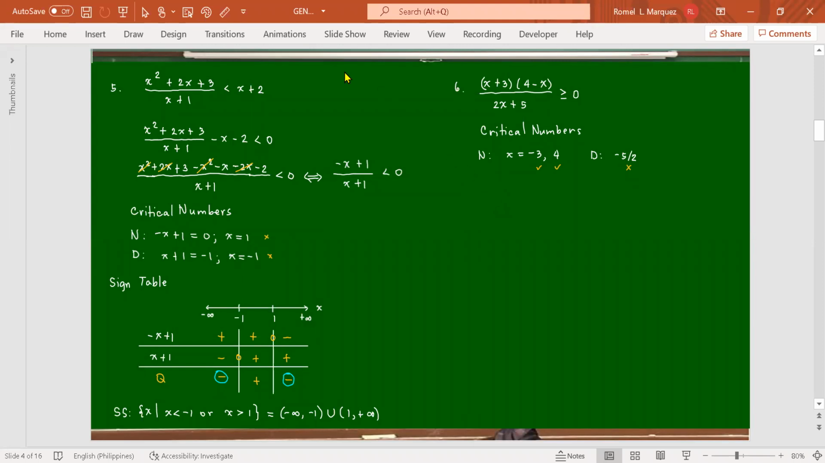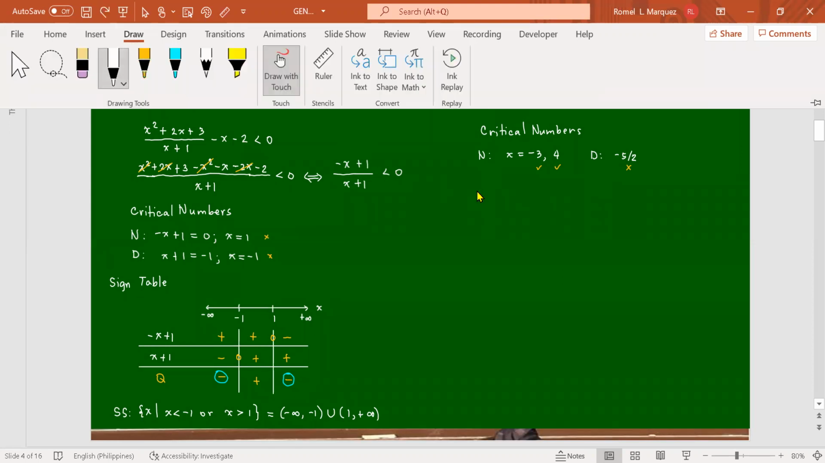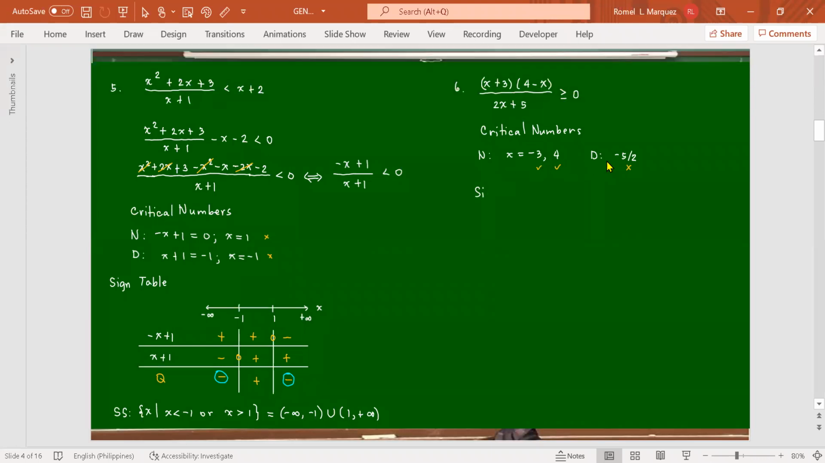Okay, so we now have the sign chart. Let's now write the sign chart here. There will be three cut-off points or critical numbers, giving how many intervals? I think 4, no? Okay, guys?